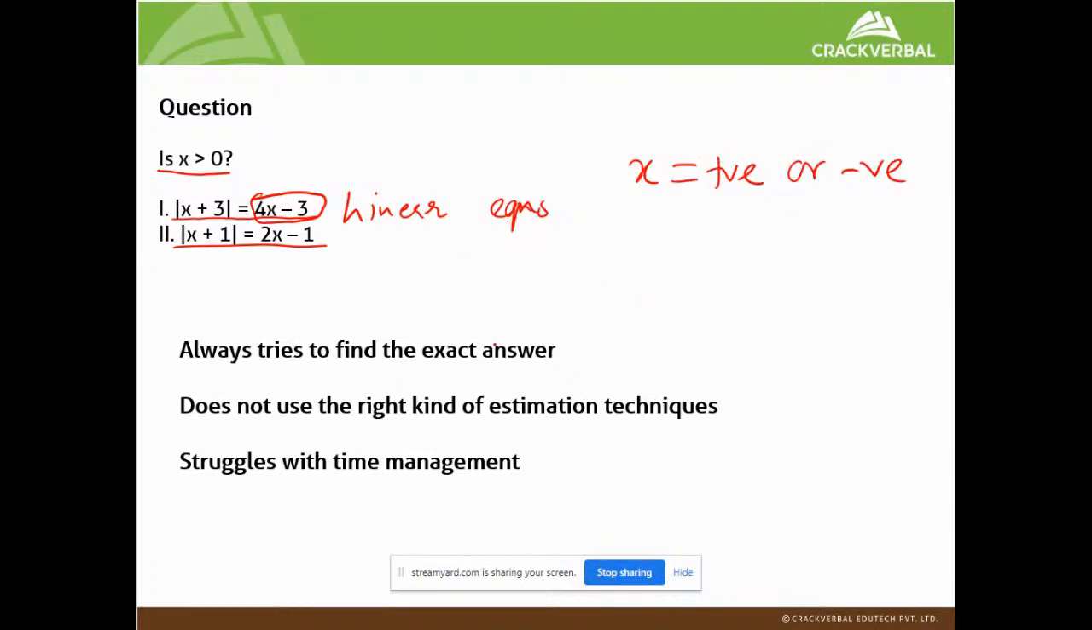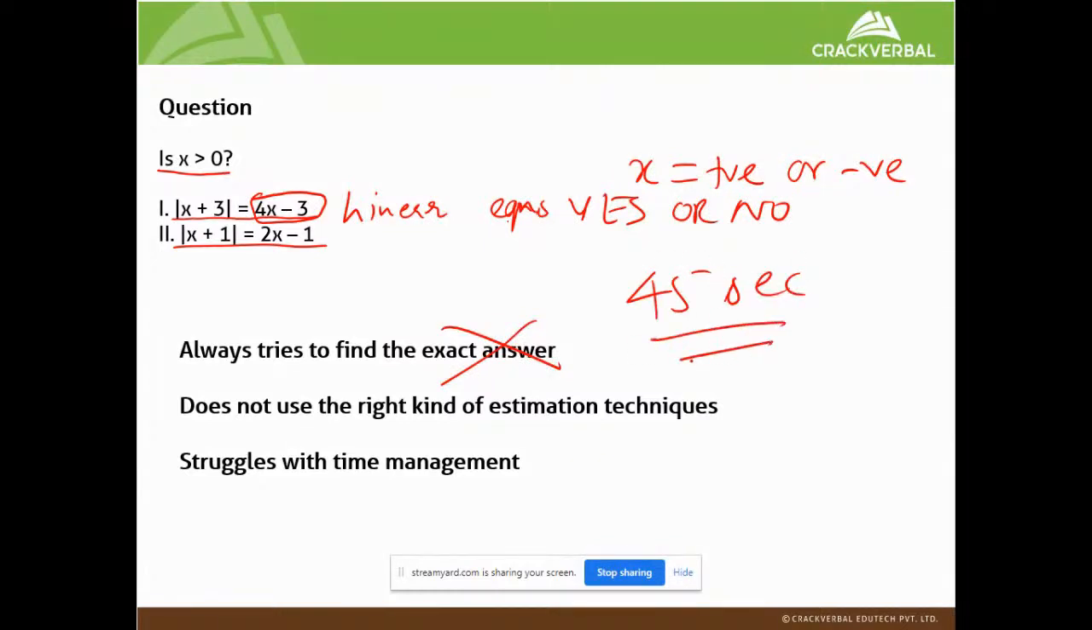And that is where you have to understand that you don't have to find the value of x. You just have to answer whether it is more than 0 or less than 0. So knowing that you'll get a single positive or negative value, you can always answer this question with a definite yes or a definite no. And that is why I call this question a 45-second question. That's it. 45 seconds tops. You just require about 45 seconds to realize that on each statement, you get a single value for x, which is either going to be positive or negative. It is not going to be 0.